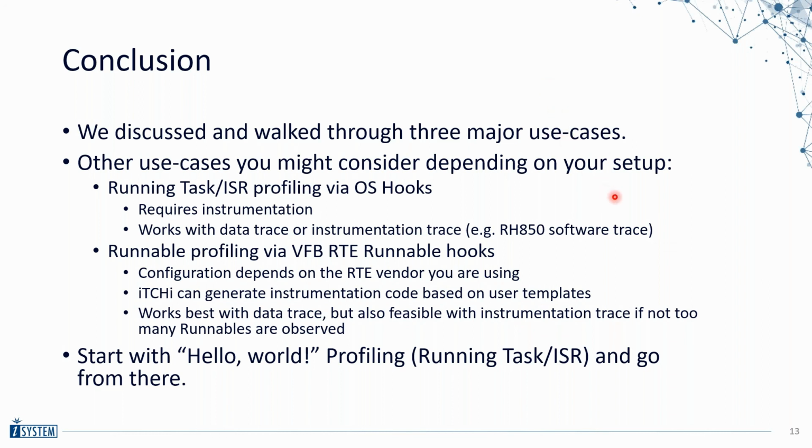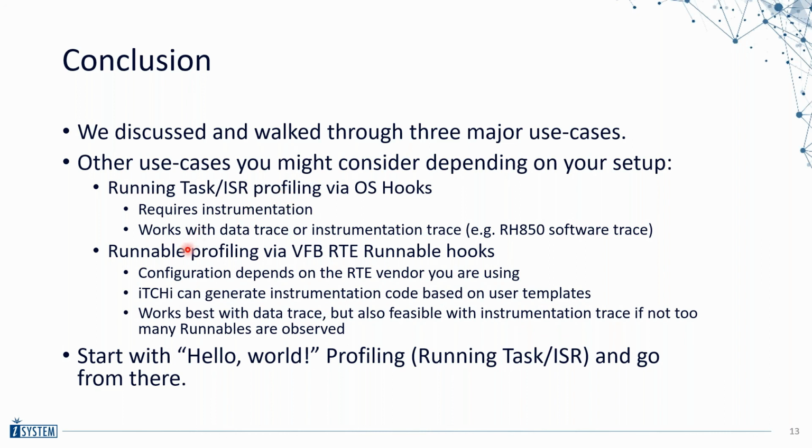There are other use cases that you might want to consider, depending on your setup. If you don't have data trace available, you might still be able to record running task and running ISR information via operating system hooks. This works by adding instrumentation to the hooks. For example, on the RH850, there's software trace. So you add software trace instrumentation to the hooks, and then you would be able to record running task and running ISR information, even without data trace. Of course, the caveat is that you need some instrumentation to do that. iTCHi doesn't really support that use case, so you would have to do that manually. We have an example project that you could use if you're interested in that use case.